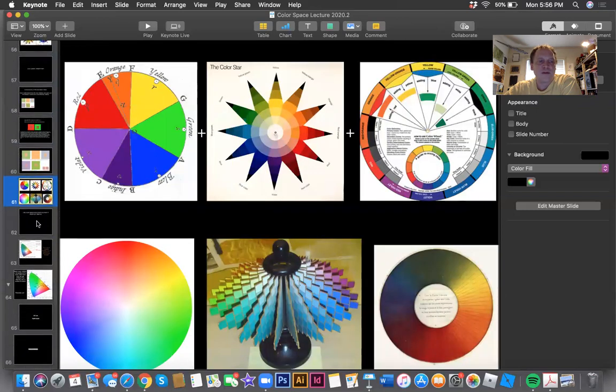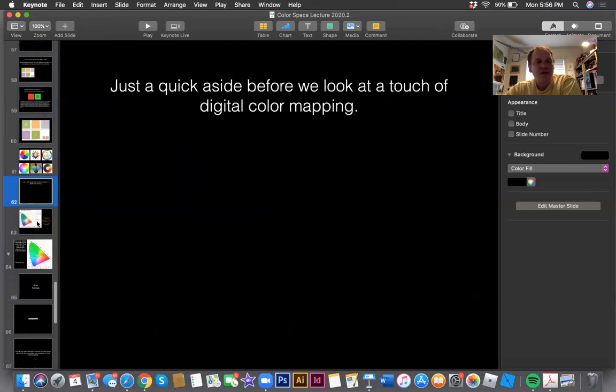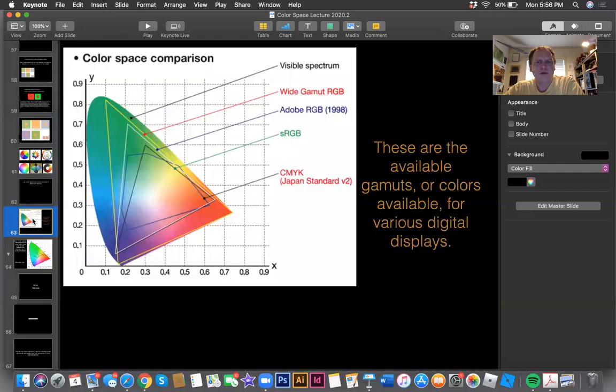Here's what we've looked at. I want to take an aside and go a little bit nearer to contemporary. And we're stepping more back into the science side of things. These are available gamuts in digital displays.